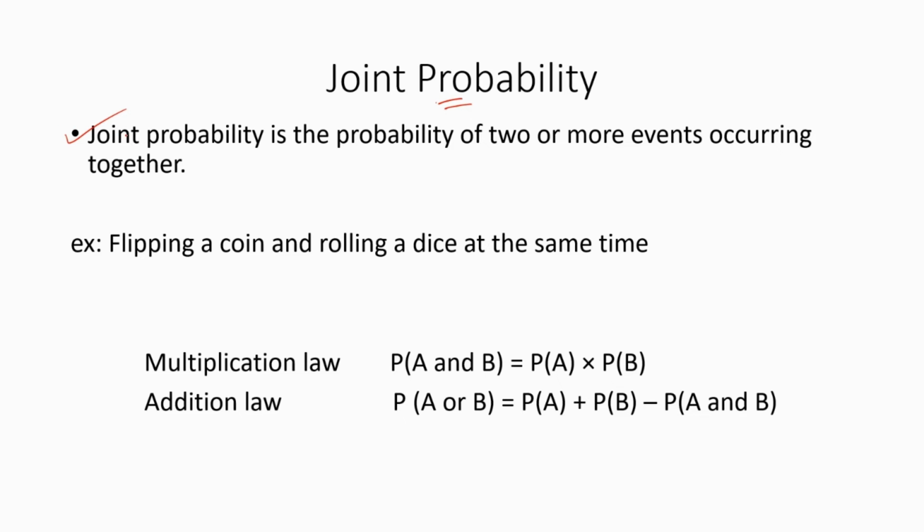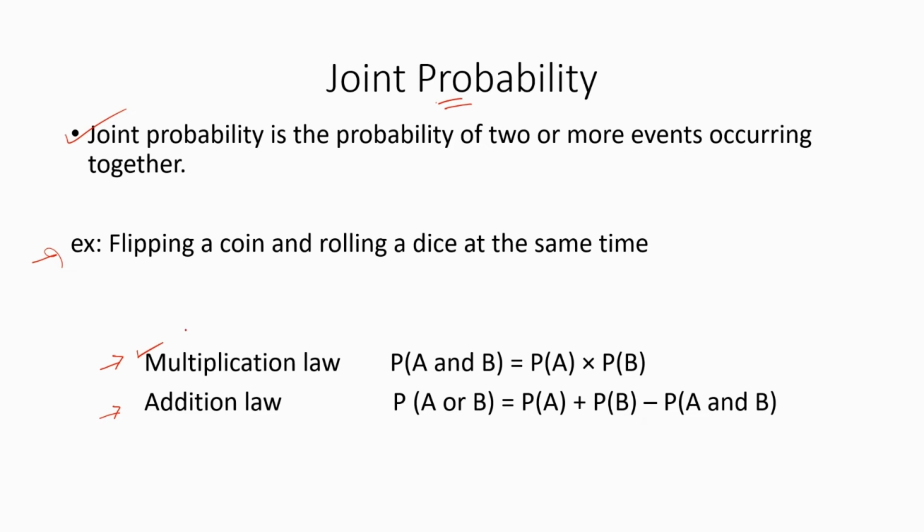Joint probability is the probability of two or more events occurring together. Previously we discussed the probability for one event, for example, flipping a coin and rolling a dice at the same time. When it comes to joint probability, there are two laws you need to know about. First one is the multiplication law. Second one is the addition law.